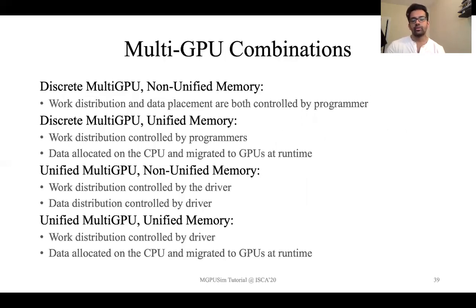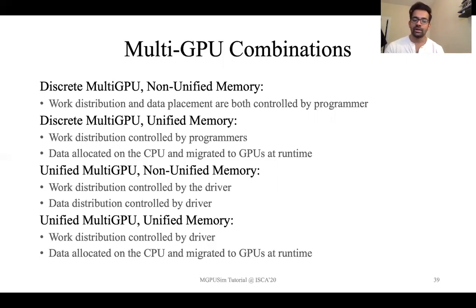All this leads to four different combinations that are currently supported in MGPU sim. The first is the discrete multi-GPU with non-unified memory. Here, both the work distribution and the data placement are controlled by the programmer. The second model is discrete multi-GPU with unified memory. In this scenario, the work distribution is controlled by programmers as to how the kernels are split. However, the data is allocated on the CPU and migrated to GPUs at runtime.